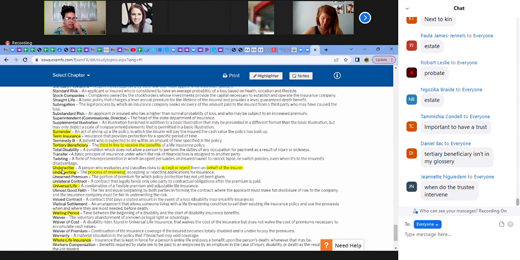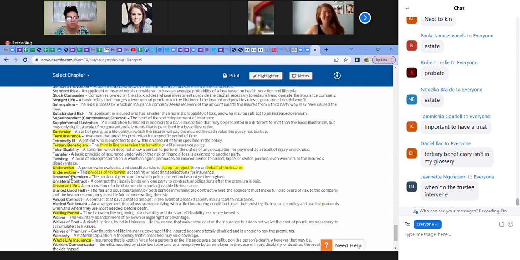When does the trustee intervene? Only if the trust was the beneficiary. So let's say you could have had somebody as the beneficiary and not the trust. The trust has no say-so over that policy. That policy goes to the beneficiary. If the trust is the beneficiary, then in the trust, it would say what you want it to do. If it doesn't say, then that's when the trustee or the executor would decide where the money goes. So that's why it is important to have it. And then whoever's over it, they're going to make the right decisions no matter what.